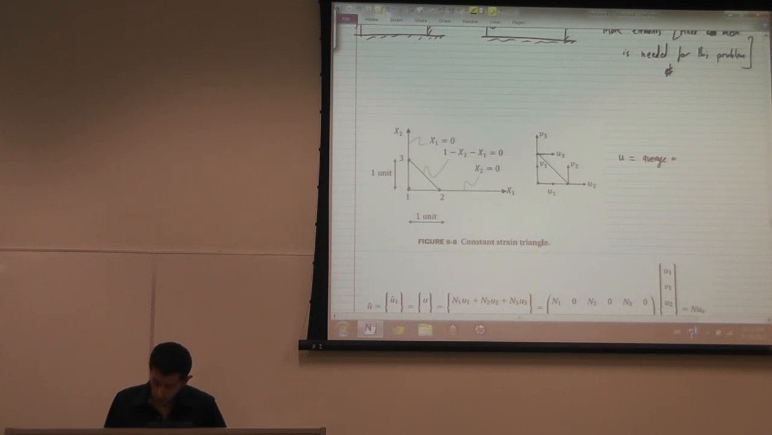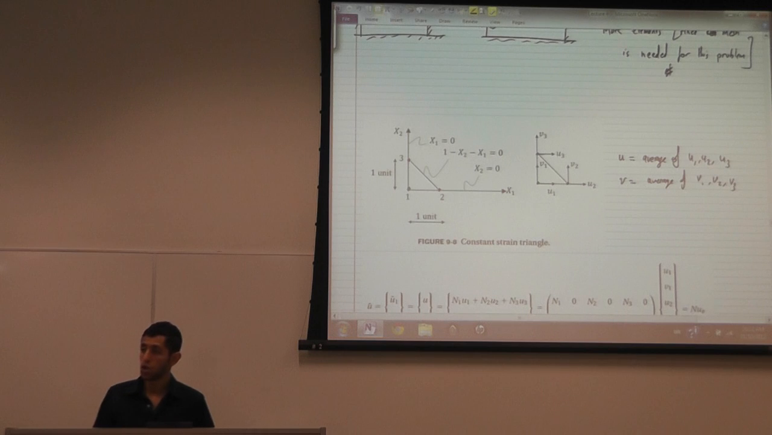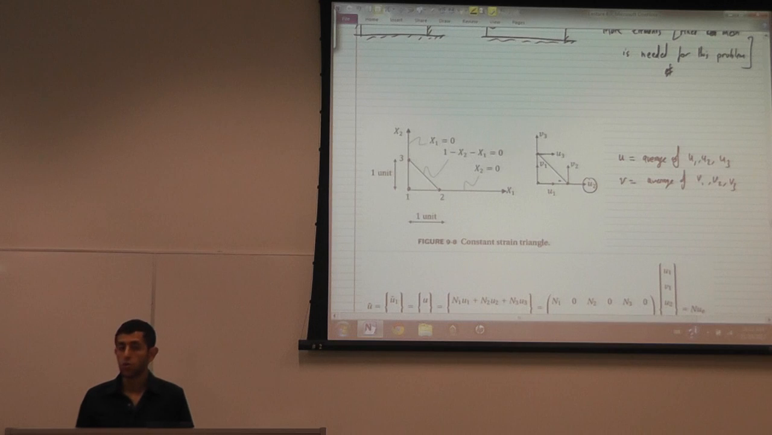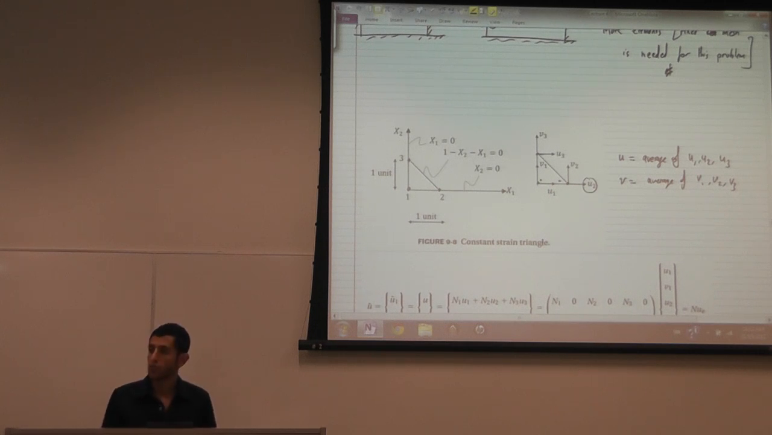So let's say u is the average of u1, u2, u3, and v is the average of v1, v2, v3. Of course, it's a weighted average, because if I'm closer to this point, I have to utilize u2. The weight is according to which point I'm closer to. If I'm exactly in the middle, it has to be exactly the average of u1, u2, and u3.